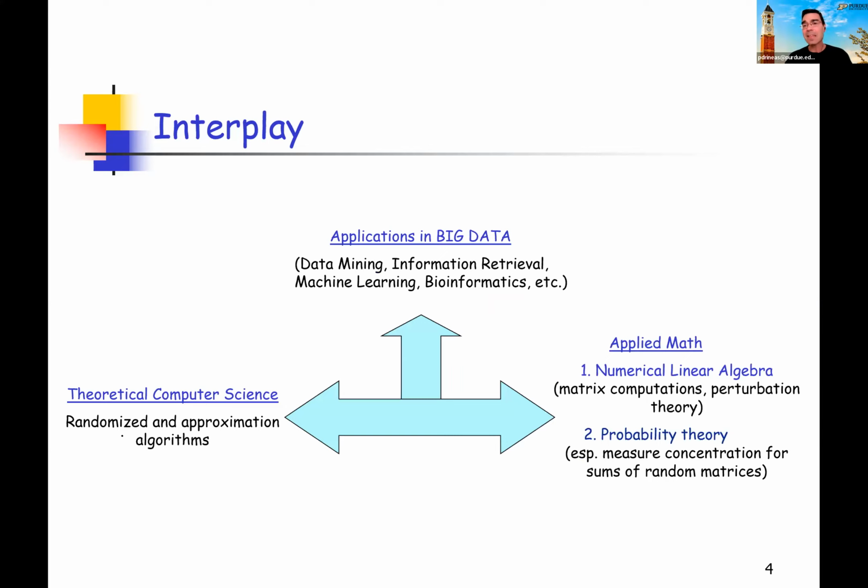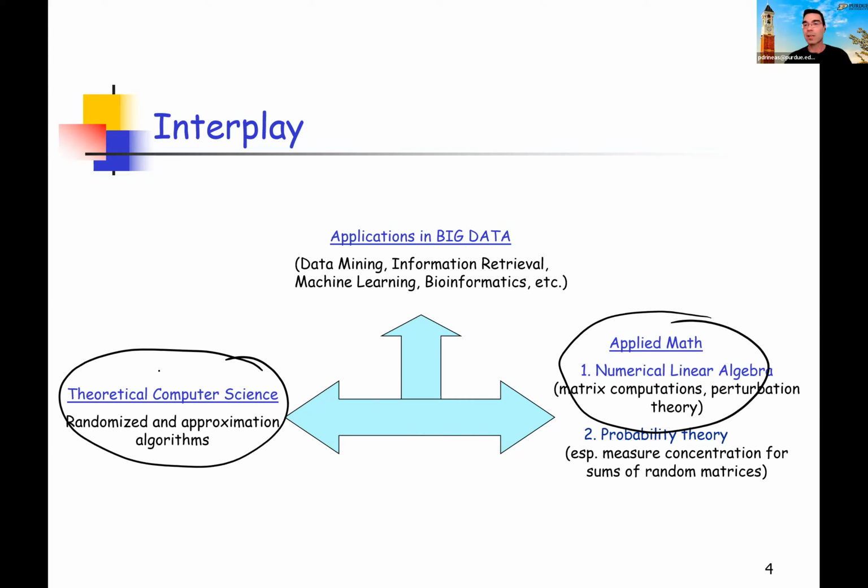The area is interdisciplinary, and 15, 20 years ago, it was kind of a big deal because, to be honest, numerical linear algebra people and theoretical computer science people were not talking at all to each other. Over the past couple of decades, there are many workshops, conferences, and places where the two groups now come together. So a lot of people now have background on both sides.